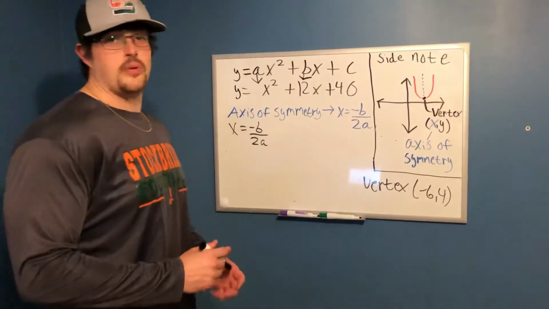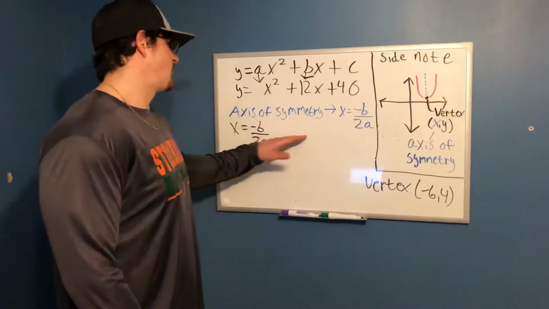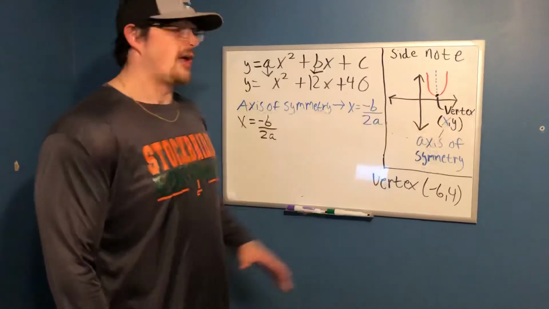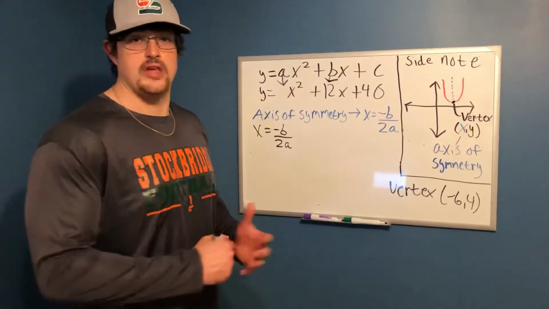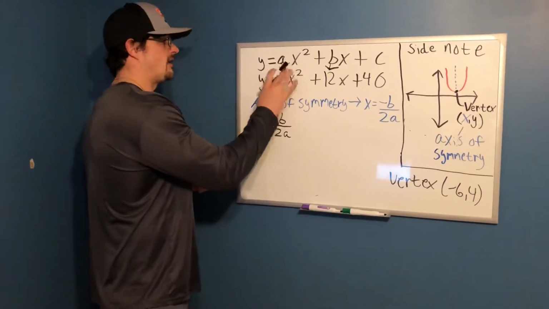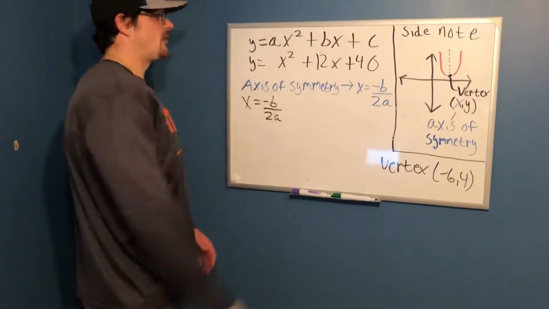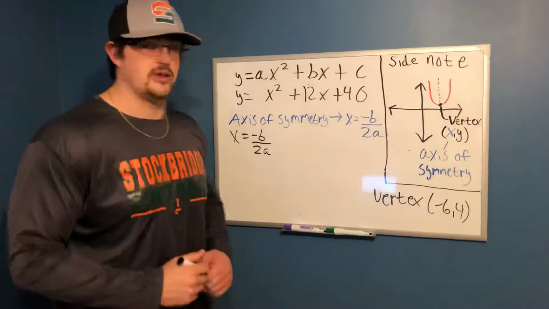All right, this is Coach Brown, and we're going to be doing a review on how to find your axis of symmetry and your vertex algebraically, given a problem in standard form. Now, standard form is y equals ax squared plus bx plus c.